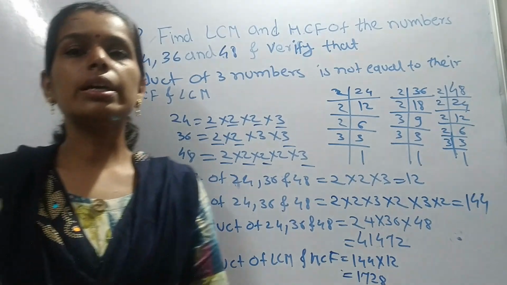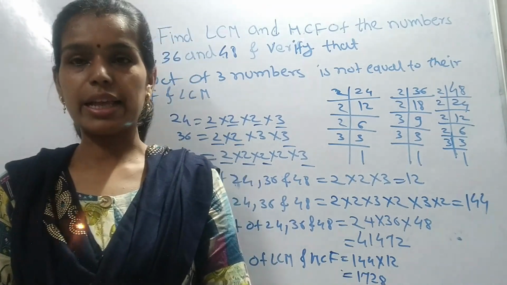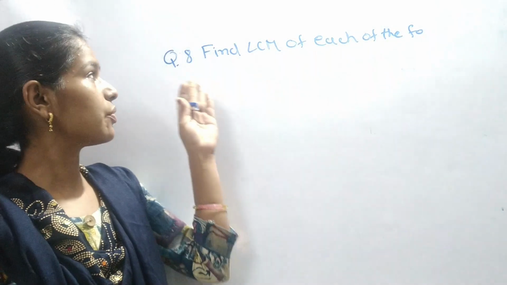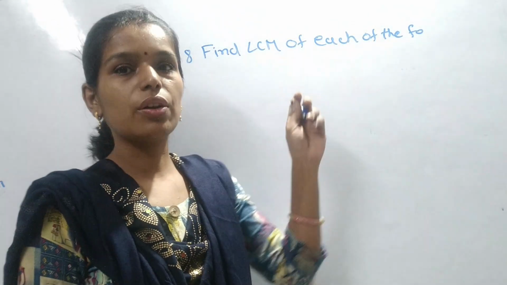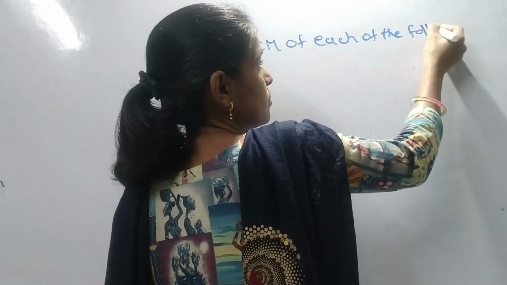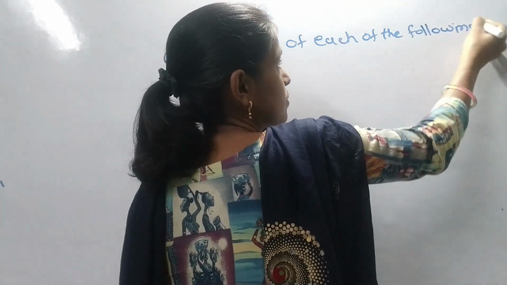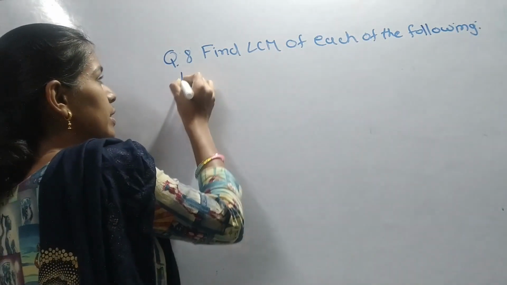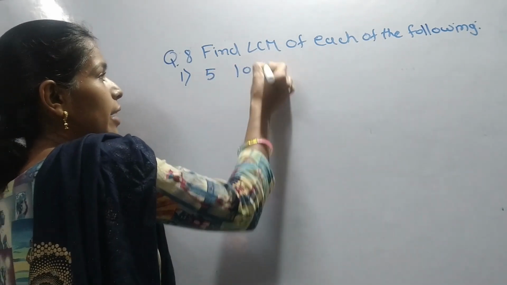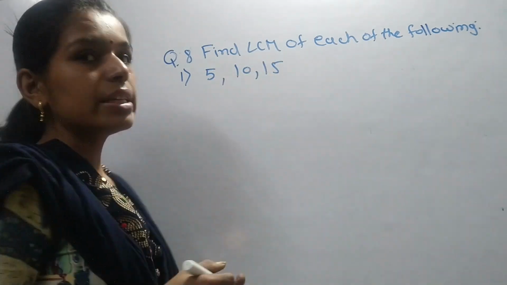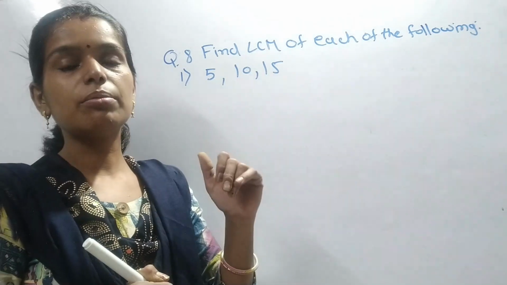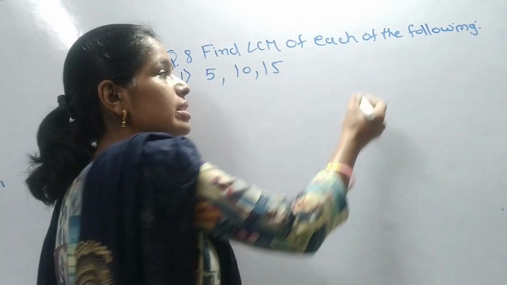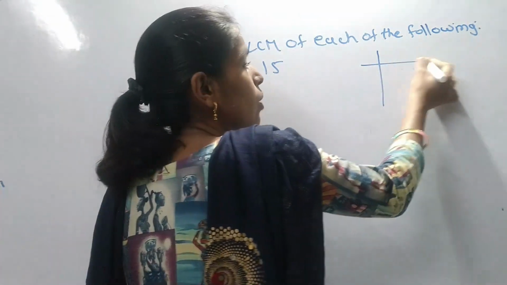Okay. So in our next question, we have to find the LCM of three numbers. So students, let's go towards the 8th question. Here you have to find the LCM of each of the following. The first three numbers given to you are 5, 10 and 15. Now the easiest way to find the LCM of three numbers is to factorize the three numbers at a time. There is no need to find common and uncommon factors.